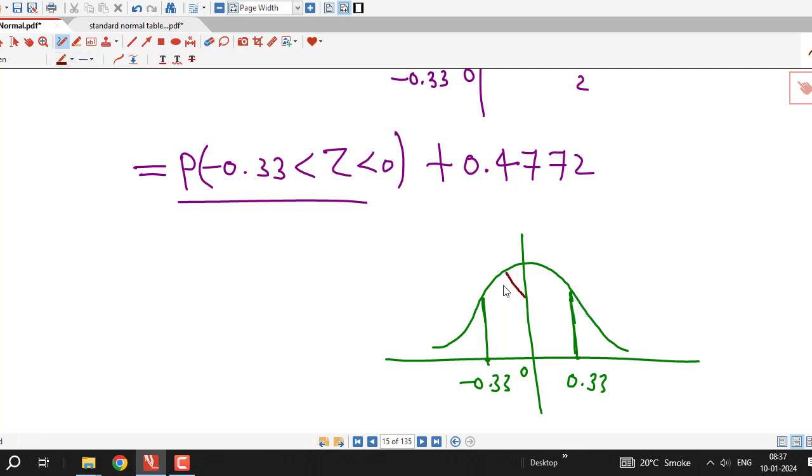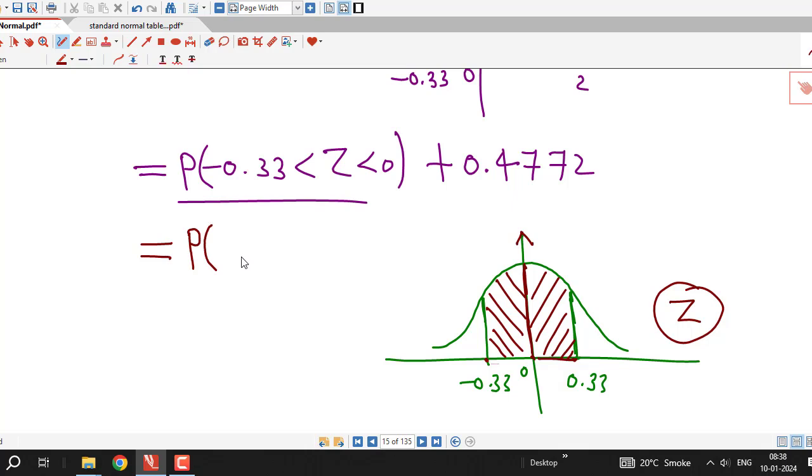So using the symmetry of this standard normal curve, we can observe that these two areas are equal. The area between minus 0.33 and 0 and the area between 0 and 0.33 are always equal because we have symmetry here. We know that capital Z has a symmetric bell shaped curve. So whatever area is here, that is also the same. So this I can replace by the area between 0 and 0.33.